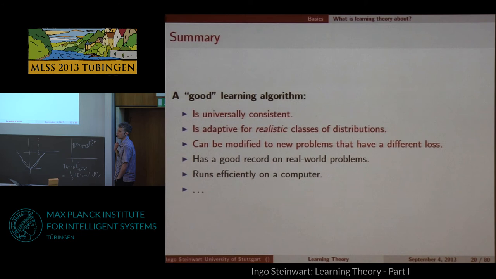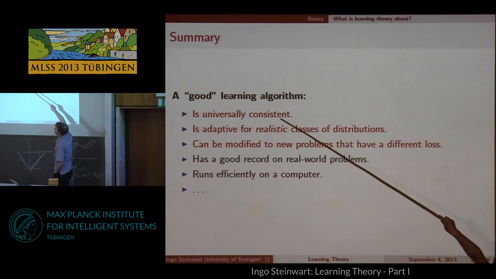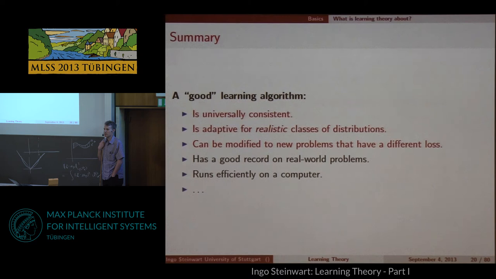And these things are just of a theoretical nature. You have seen that there is always this kind of constant involved, so the theory will never really tell you how well you have done. So what you actually need is also a good record on real-world problems. You can come up with algorithms which work extremely well theoretically, but don't do much in practice. It should also run efficiently on a computer. After all, we want to run it. And depending on the situation, there are usually plenty more constraints of a good learning algorithm.